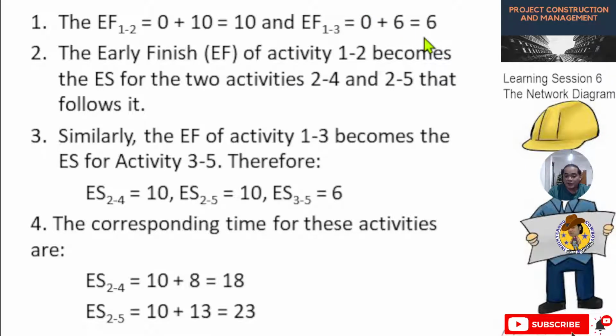The early finish EF for activity 1 to 2 becomes the ES for the two activities 2 to 4 and 2 to 5. Similarly, the EF of activity 1 to 3 becomes the ES for activity 3 to 5. Therefore, the early start for 2 to 4 is 10. Then the early start for 2 to 5 is 10 also. Then the early start for 3 to 5 is 6.